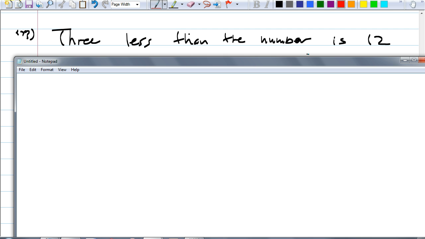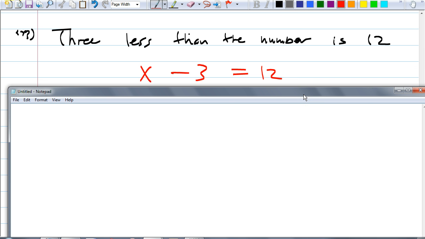Carly, what'd you get? I got x minus 3 equals 12. Oh, isn't it 3 minus x? I see 3 first. It says 3 less than the number. Oh. No, you fell for it. You're right. It is x minus 3.